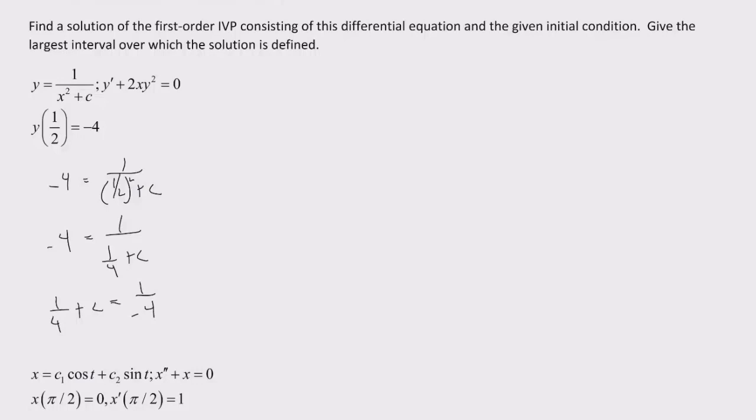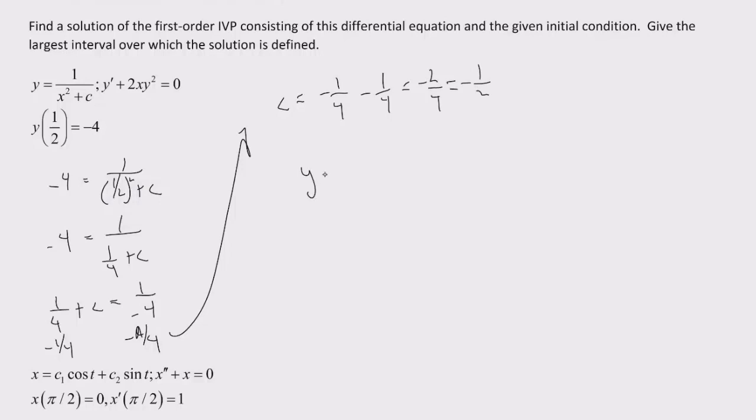Let's see, that would mean I want to subtract off a fourth. And so that says c equals negative a fourth minus a fourth, which is negative 2/4, which is negative a half. Okay, so our function looks like 1 over x squared minus a half. So we have the equation that satisfies that differential, and then we just need to come up with an interval.